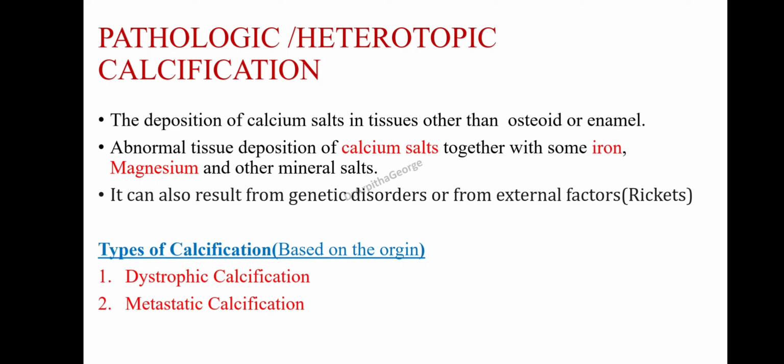Apart from that, we can divide the pathological calcification into two types. One is dystrophic calcification and one is metastatic calcification.